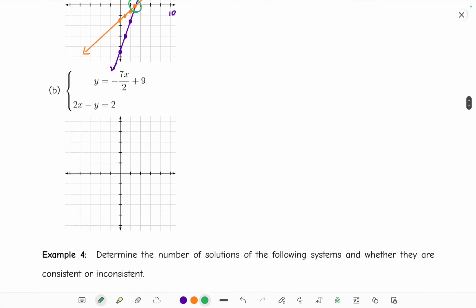Okay, B. So the first one is already in slope-intercept form, so I know my slope is negative 7/2, and my y-intercept is (0, 9). So again, I need to go by 2's, so let's mark this 10 and 10. So (0, 9) is right there. Then I need to go down 7 over 2. Let me get one more point. There we go, that should be better.